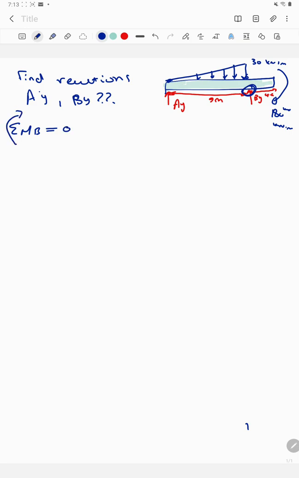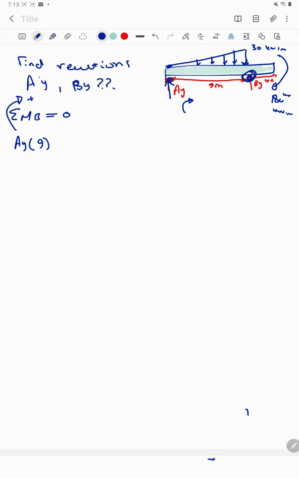I'm going to assume this direction is positive. So we have the first reaction, which is AY. I'm going to rotate like this, which is positive. So AY times the distance from this point to this, which is 9 meters. What else we have? We have the moment, which is the same direction, so it's going to be plus 180.